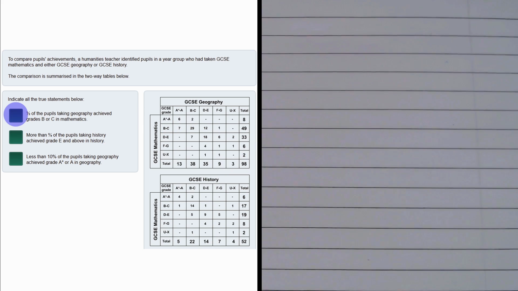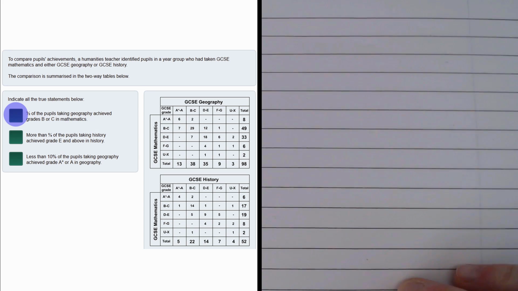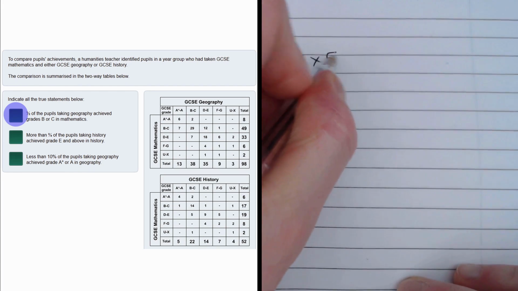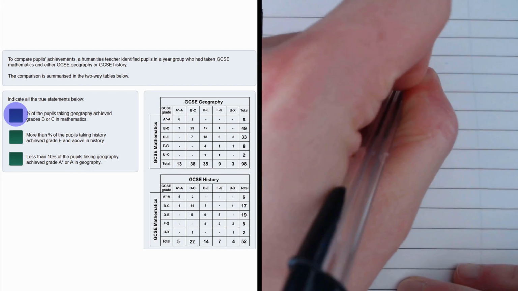The next statement claims that more than 3/4 of the pupils taking history achieved a grade E and above in history. Well, we can see from the history table here that there are a total of 52 pupils that got a grade E or above in history. So we first need to work out what 3/4 of 52 is. And if we do that calculation, we will get that this is equal to 39.